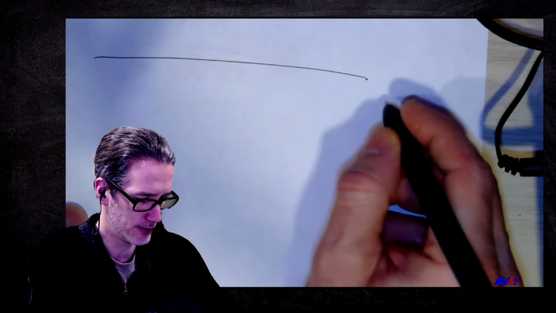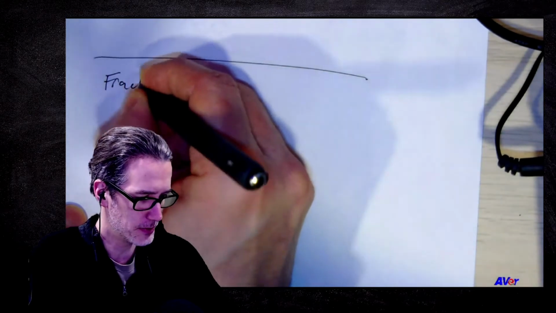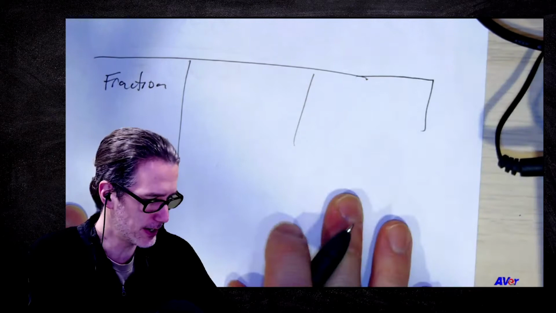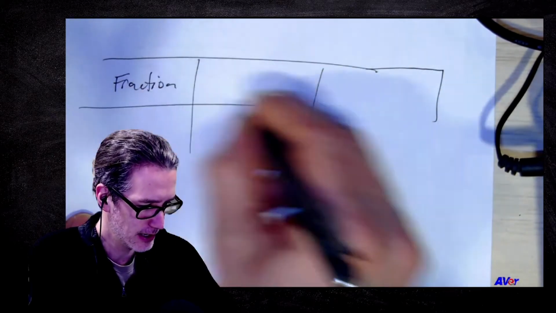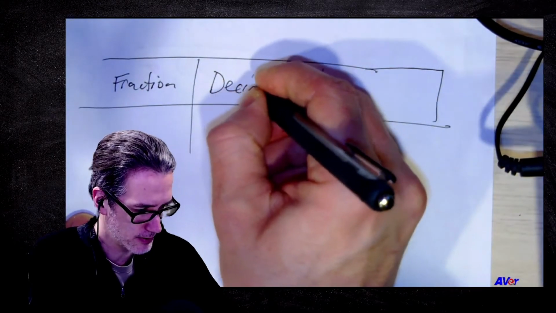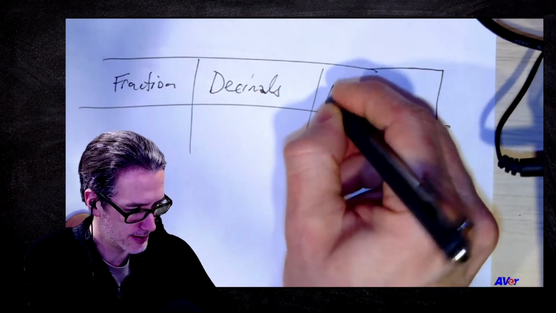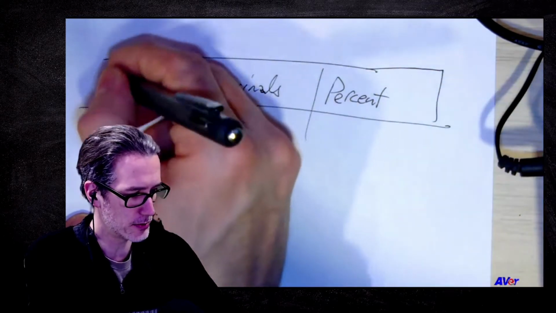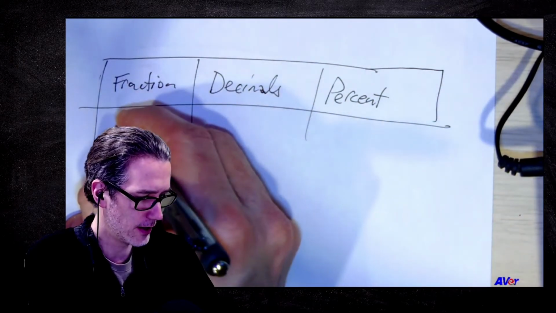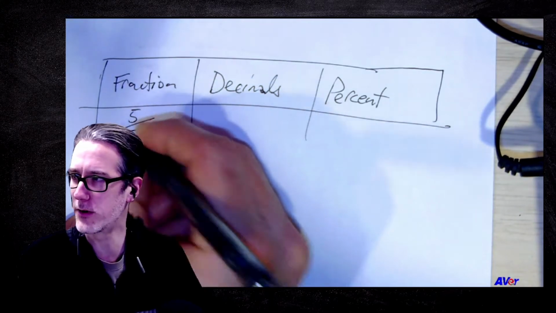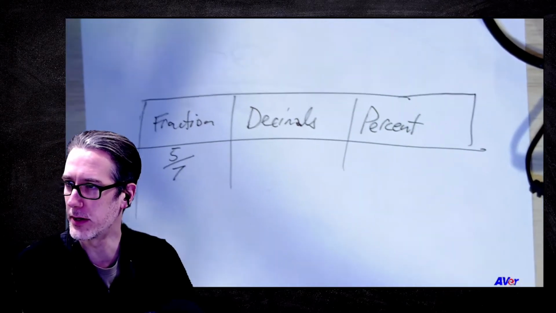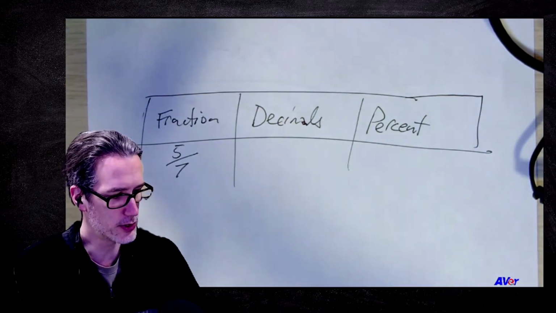Okay, so first things first, we're going to start with a fraction. There's a bit of a delay on the camera, just so you know. All right, there we go. So, fractions, decimals, and percent, or percentages if you want plural. So we're going to start with a fraction, 5/7, and we're going to convert that into a decimal.